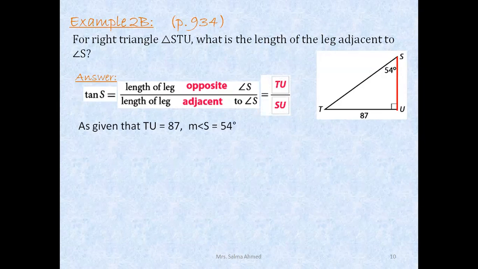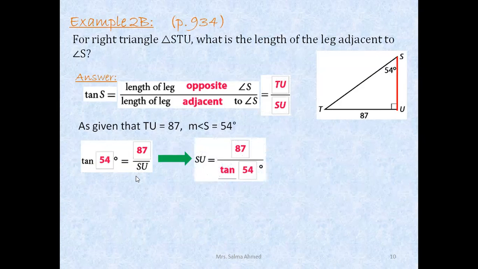So I'm going to substitute: tan 54 equals 87 over SU. I need to find this SU, so I'm going to move it to the other side and put tan 54 in the denominator. So SU equals 87 over tan 54. By using your calculator, you can find SU by the approximation 63.2 to the nearest tenth.